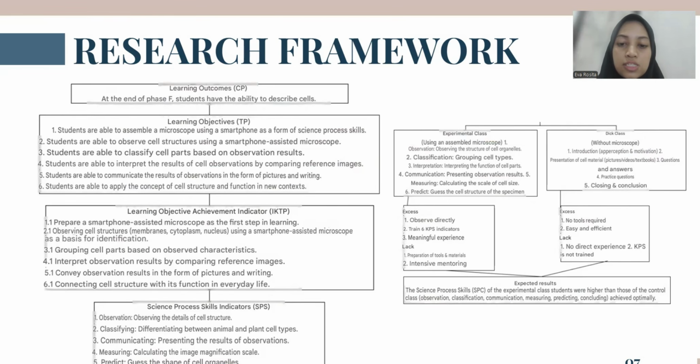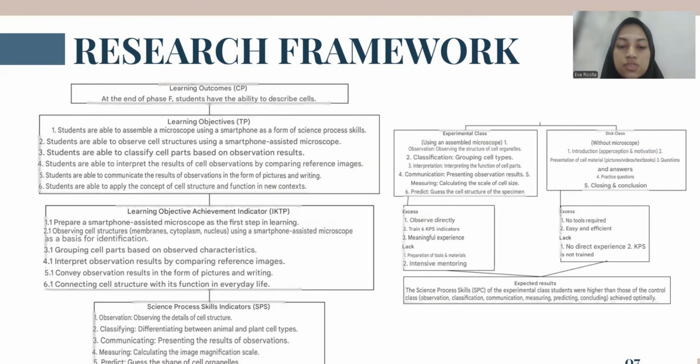The experimental class will use smartphone-assisted assembled microscopes. Students will do direct observation, classify cells, interpret function, communicate results, measure cell scales, and predict structure. The control class will not use a microscope. Learning is done through pictures, videos, and/or textbook, covering introduction, material delivery, Q&A, and practice exercises.